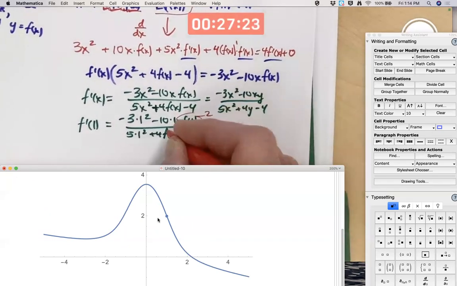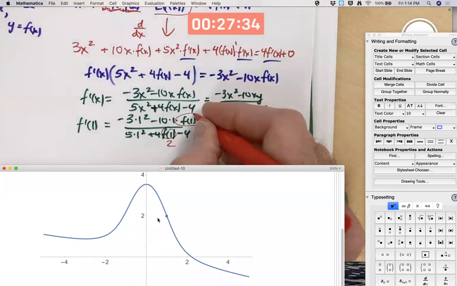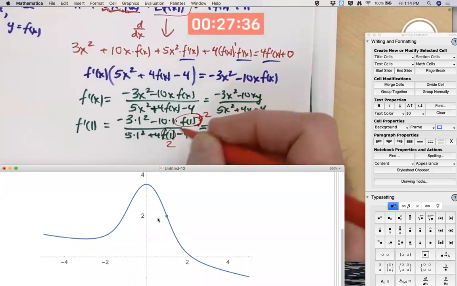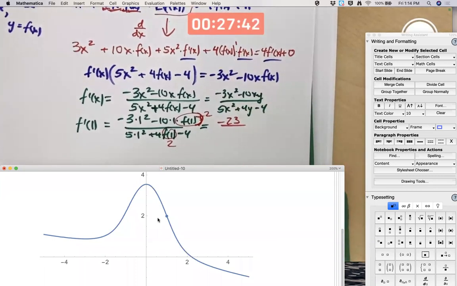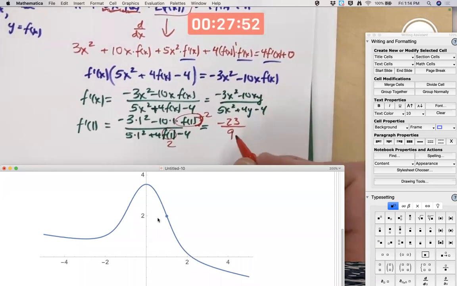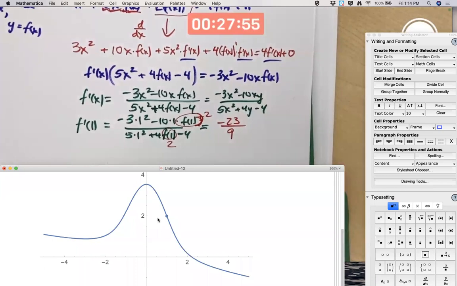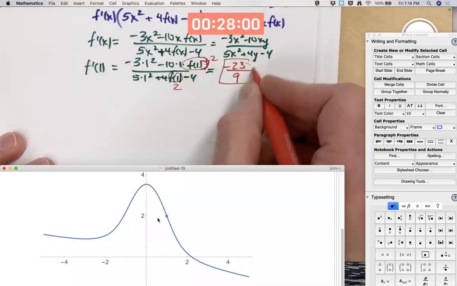That's a 2, and this is a 2. And so we get negative 3 minus 20, which is negative 23, over 5 plus 8 is 13 minus 4 is 9. Yeah, negative 23 ninths. And again, since that is the answer, negative 23 ninths.